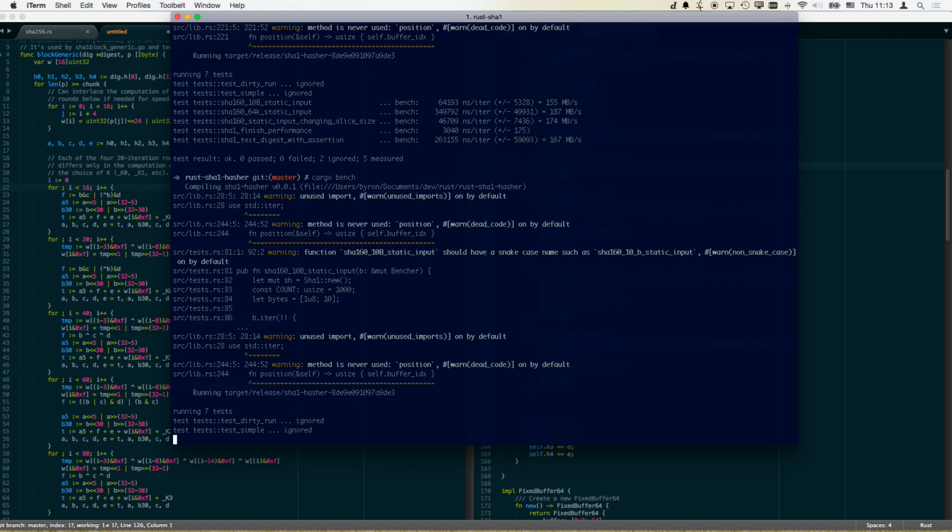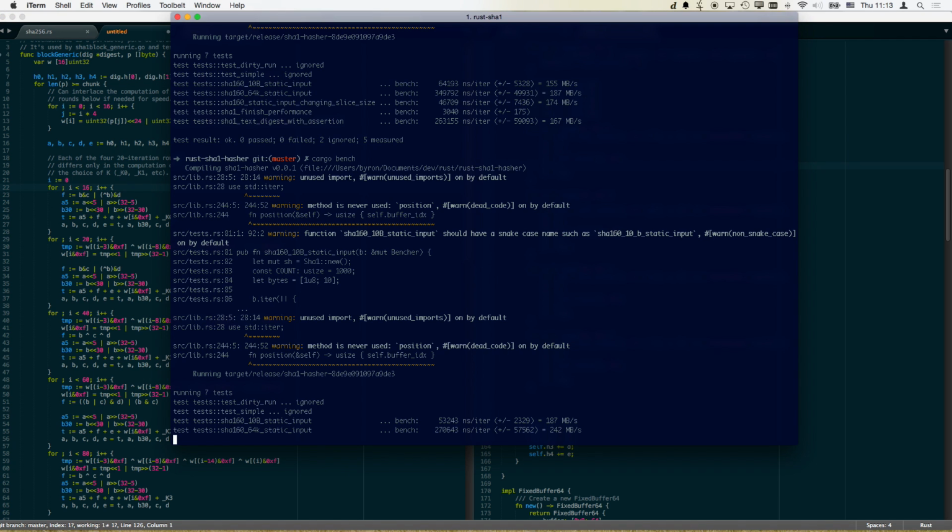All right, now that the grunt work is done, let's have a look at the results of our hard work. Anytime now, it's gonna happen. Wait for it, and oh yeah, there it is, 242 megabyte per second.